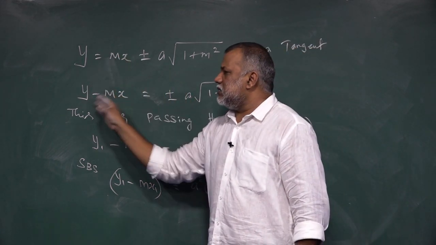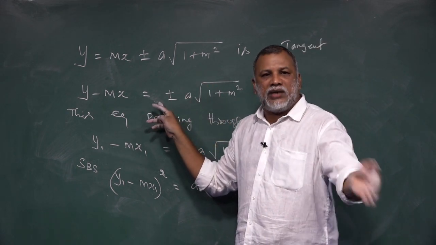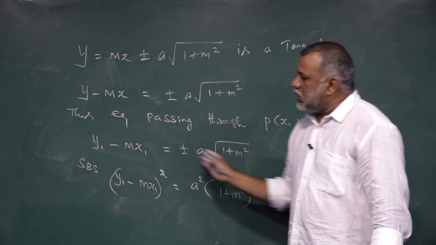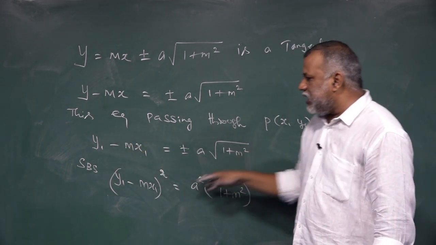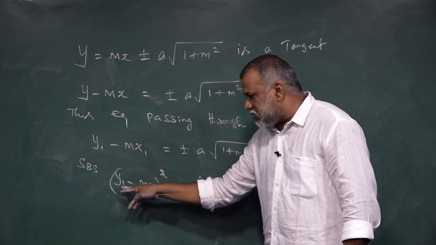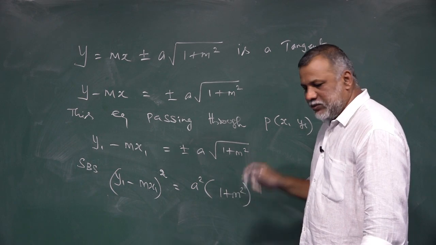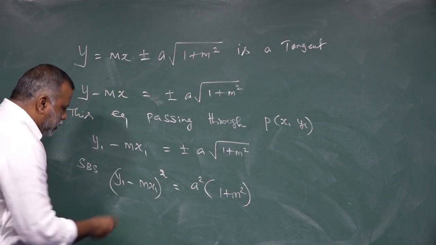I can take it like this: y minus mx equal to plus or minus a root of 1 plus m squared. This equation passes through a particular point P of x1, y1. So substitute that point. To avoid the root, squaring both sides, we can write (y1 minus m x1) the whole squared equal to a squared into (1 plus m squared). Now we are able to expand this one. It is in the form of (a minus b) the whole squared.